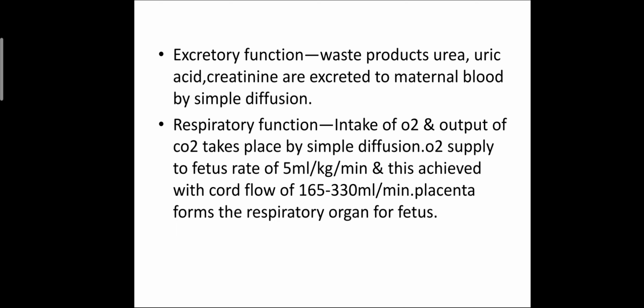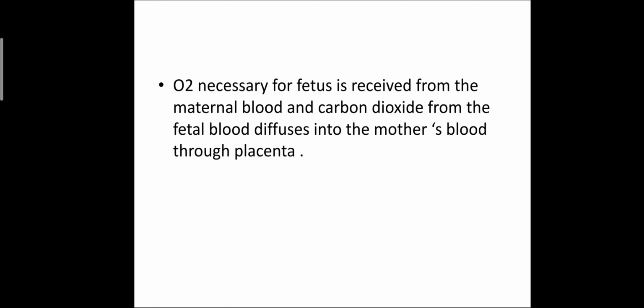Oxygen is supplied to the fetus at a rate of 5 ml per kilogram per minute, and this is achieved with a cord blood flow of 165 to 330 ml per minute. The placenta forms the respiratory organ for the fetus. Oxygen necessary for the fetus is received from the maternal blood, and carbon dioxide from the fetal blood diffuses into the mother's blood through the placenta.